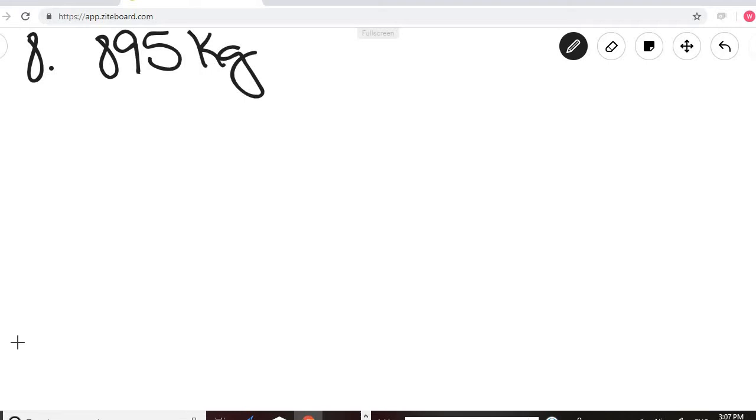Okay, number 8. We have an 895 kilogram freight car that is coasting at 3.1 meters per second.